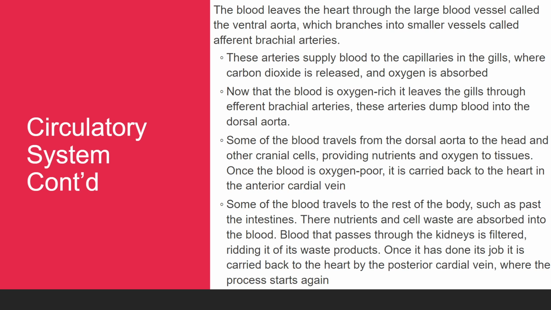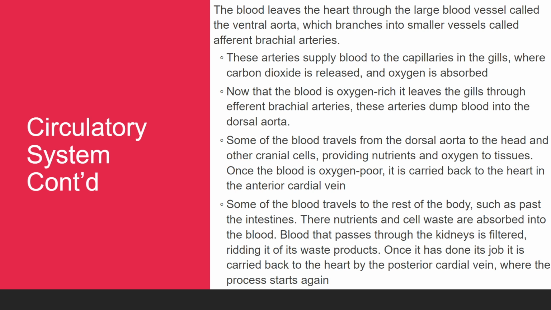The blood leaves the heart through a large blood vessel called a ventral aorta, and that branches into smaller vessels called afferent brachial arteries. These arteries supply blood to the capillaries in the gills, where carbon dioxide is released and oxygen is absorbed. Now that the blood is oxygen rich, it leaves the gills through the efferent brachial arteries, and these arteries dump blood into the dorsal aorta. Some of the blood travels from the dorsal aorta to the head and other cranial cells, and that provides nutrients and oxygen to tissues in that region. And once the blood is oxygen poor, it is carried back to the heart in the anterior cardinal vein.